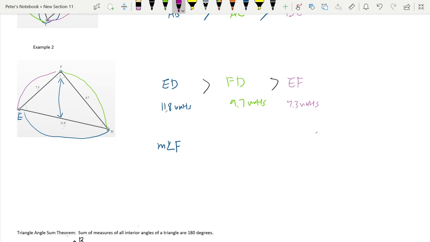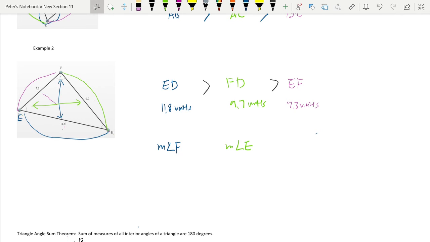And then the next one is going to be opposite of side FD, so that is the measure of angle E. And the last one is going to be opposite of the shortest side, 7.3, which will be the smallest angle, which will be angle D in this case.